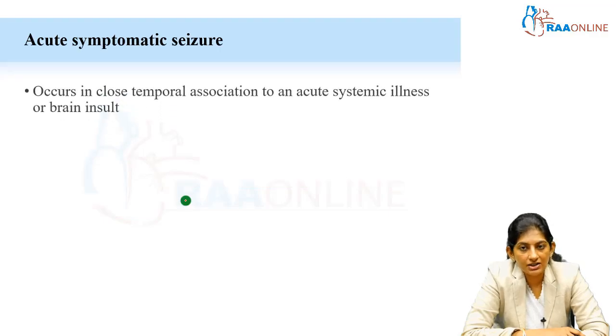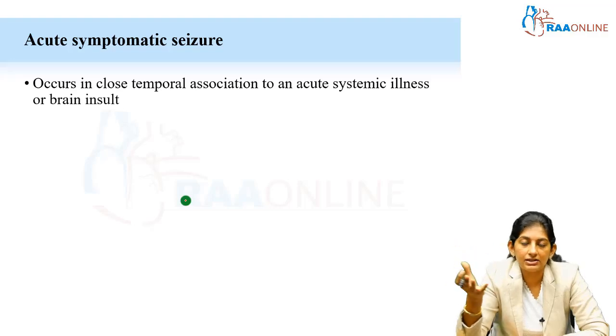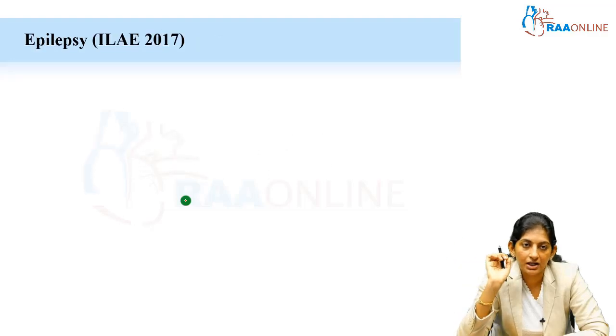Acute symptomatic seizure means there is a systemic illness or there is a brain insult. A brain insult like HIE or a hypoglycemia, say in an infant, or an acute systemic illness like a fever or an infection which has triggered the seizure. That is an acute symptomatic seizure.